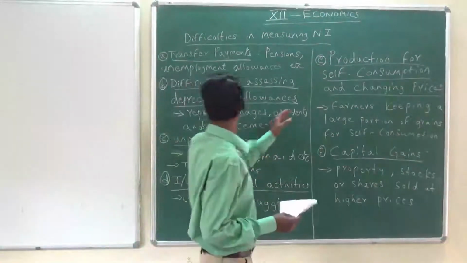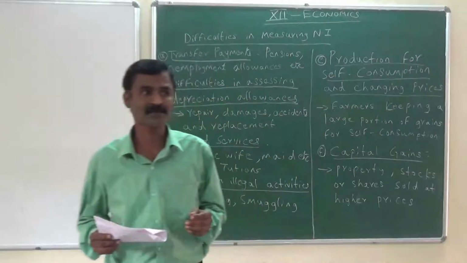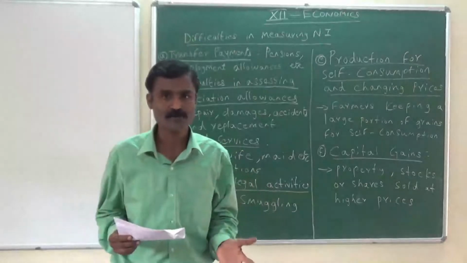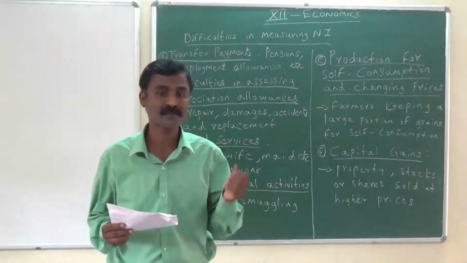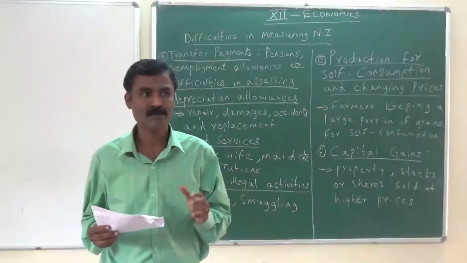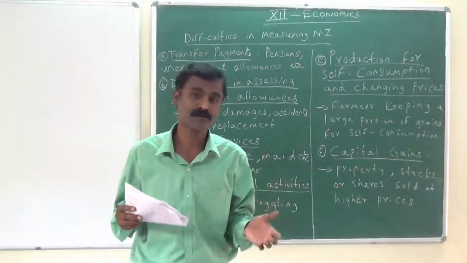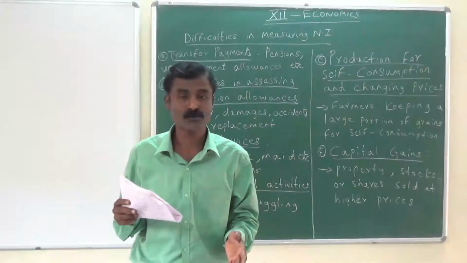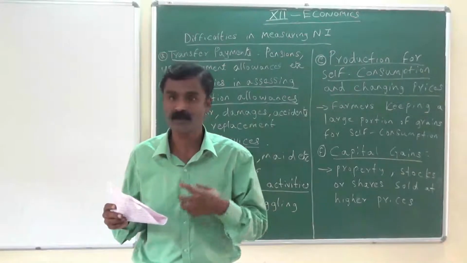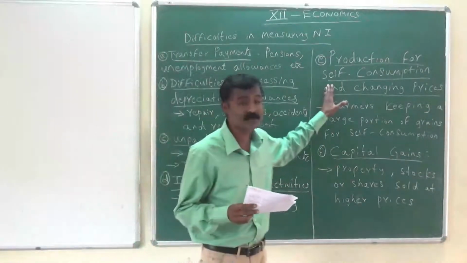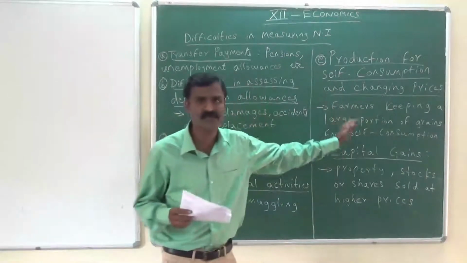The fifth point is production for self-consumption and changing prices. That means if I am a farmer, I grow the crops and I do not sell them in the market but use them for my own purpose. This is because of the change in price. I know that next year there might not be rain or there might be a drought. So I sow the seeds, grow the crops and keep the grains for my own consumption and do not sell them in the market. That is also not considered under the measurement of national income. These are some of the difficulties we face.